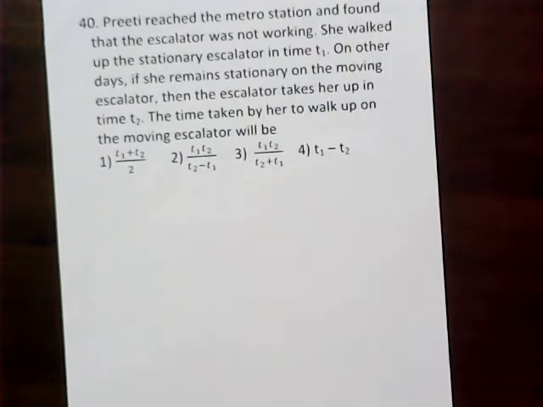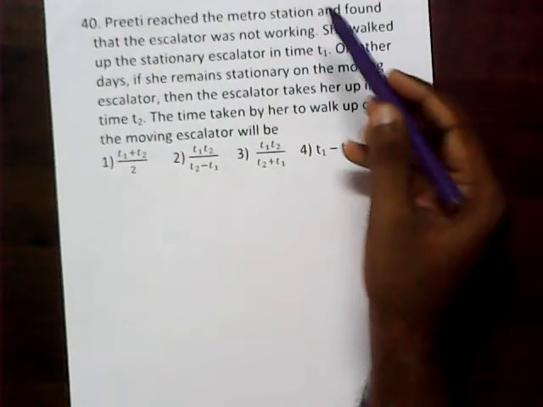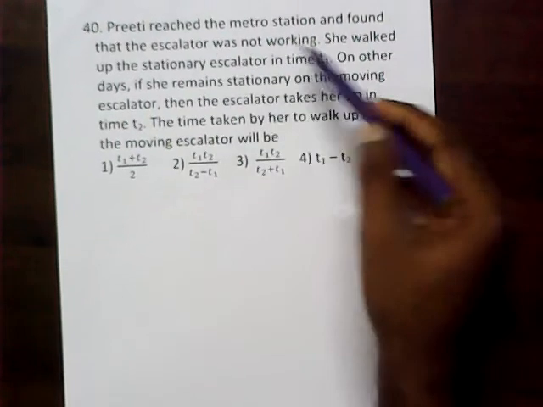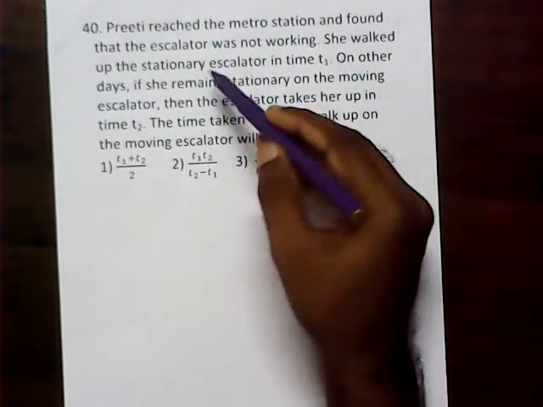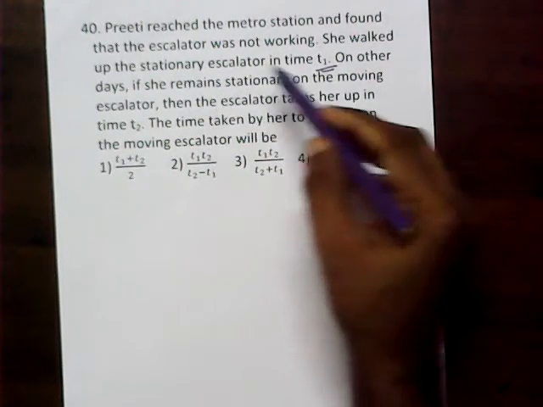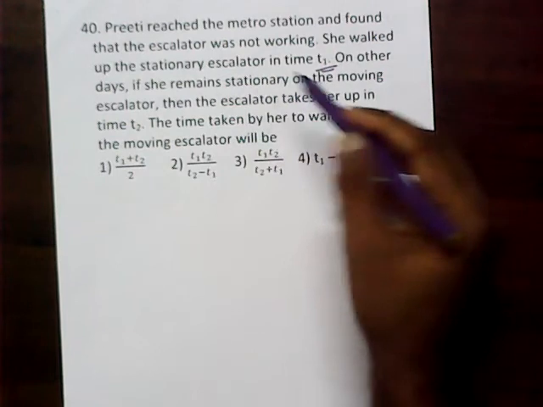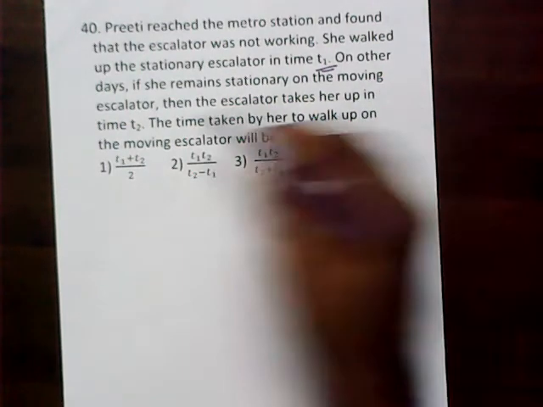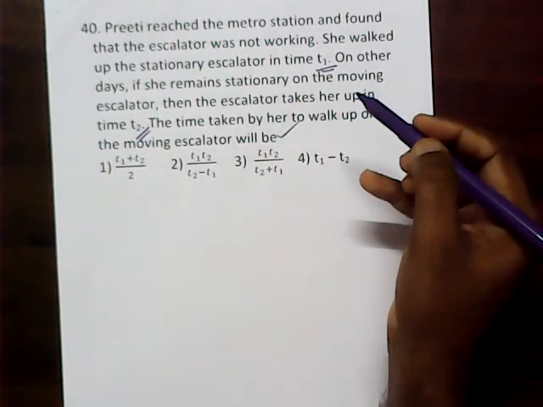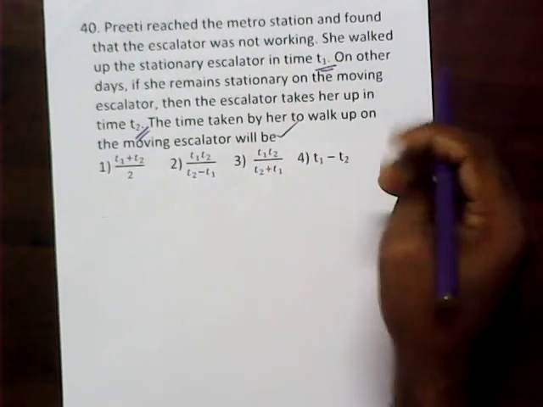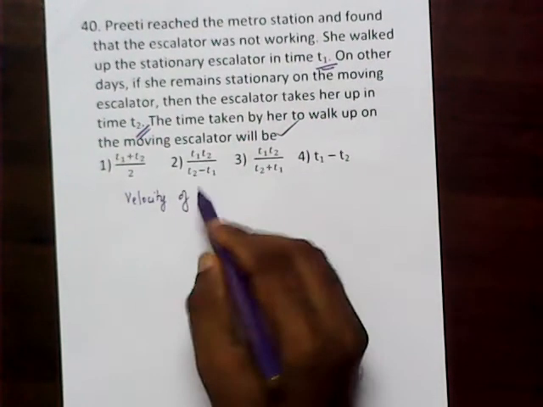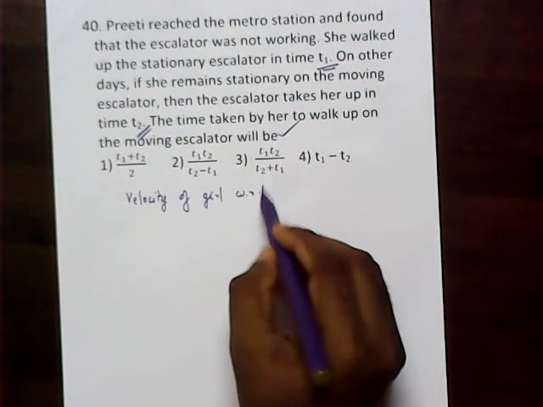Number 40. Another good question. Preeti reached the metro station and found that the escalator was not working. She walked up the stationary escalator in time T1. On other days, if she remains stationary on the moving escalator, then the escalator takes her up in time T2. The time taken by her to walk up on the moving escalator will be? A simple question. At first we can find the velocity of the girl with respect to the escalator.